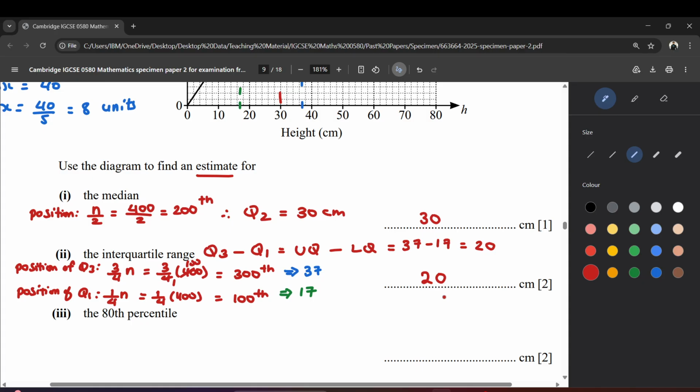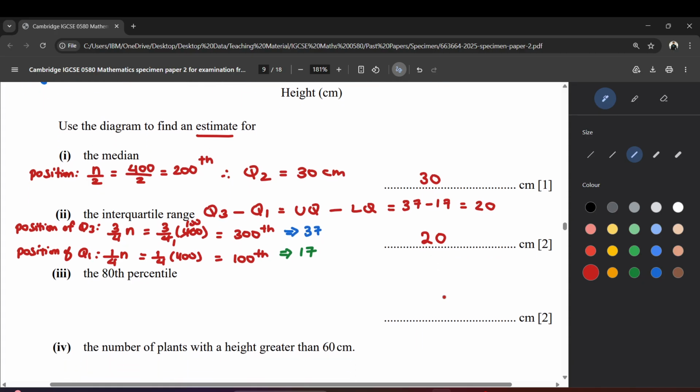All right. So let's move to the next part, the 80th percentile. Now the 80th percentile will be given as 80 upon 100, because 80% is 80 upon 100, times n. So this will be 80 over 100 times 400. Both the zeros cancel out. 4 times 80 will be the 320th position.